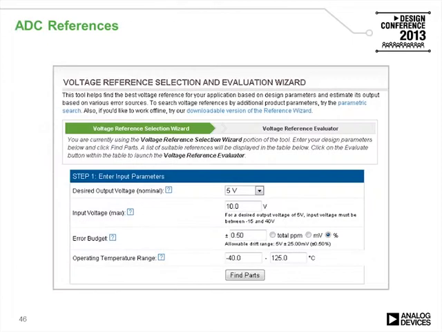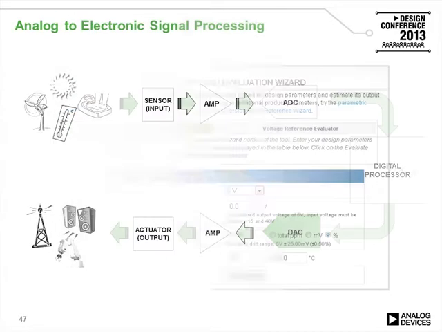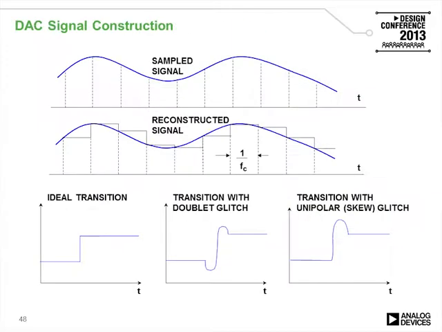There is an evaluation wizard available also that will allow you to select the parts. So let's talk about DACs. Again, a DAC puts out discrete voltage levels at discrete time intervals. It does not put out a continuously varying signal.